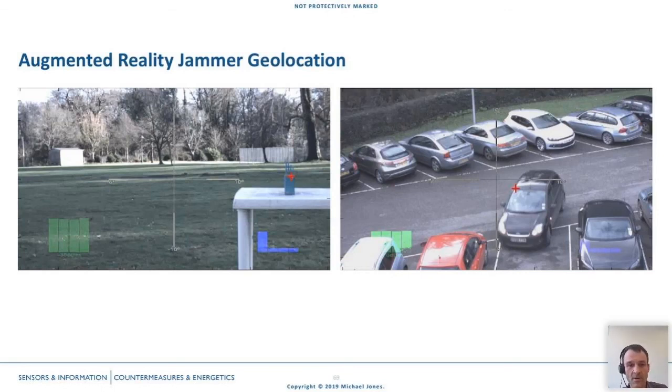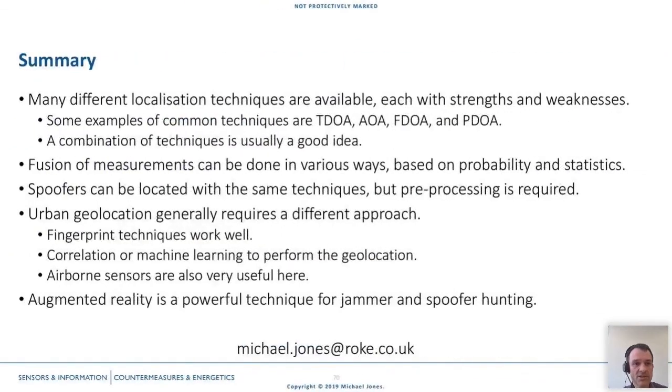Okay, I've talked about quite a lot in a very short period of time, so let's just summarize. There's a lot of different techniques available. Time difference of arrival, I've talked about, angle of arrival, and I've talked briefly about frequency difference of arrival and phase difference of arrival. They all have their strengths and weaknesses. None of them are perfect. And using a combination of techniques is usually a good idea, as is in navigation. And you can fuse these together in various ways.